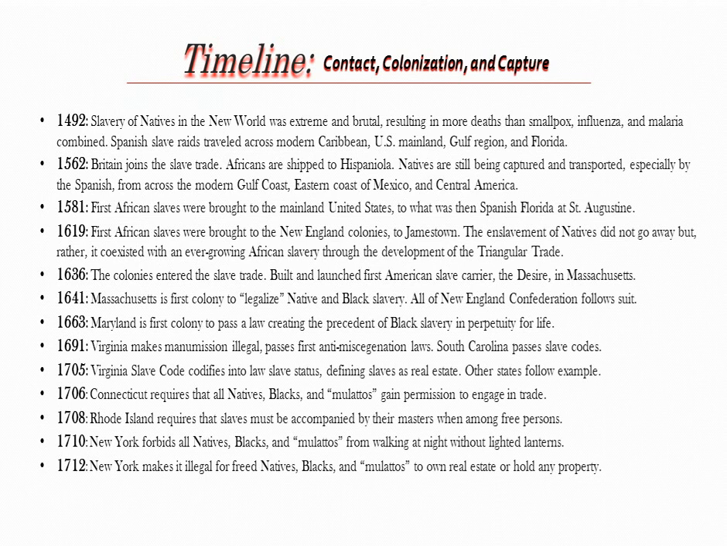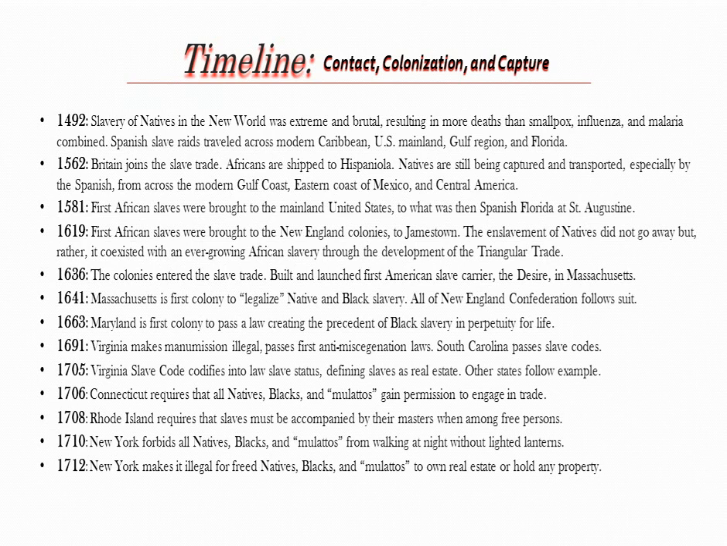Columbus put two commercial clauses at the heart of his contract with the Spanish crown, including what can be understood like a modern-day stock option to profit from whatever he could sell in the lands he, quote, discovered. After contact, one of his very first acts was to send a ship of native slaves back to Spain. In 1492, slavery of natives was already an extreme and brutal situation, resulting in what modern scholarship understands to be more deaths than smallpox, influenza, and malaria combined. Spanish slave raids traveled across the modern Caribbean, U.S.